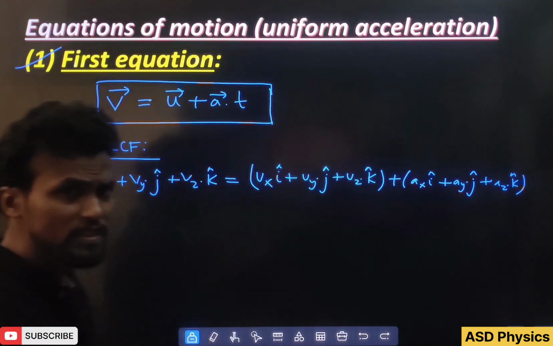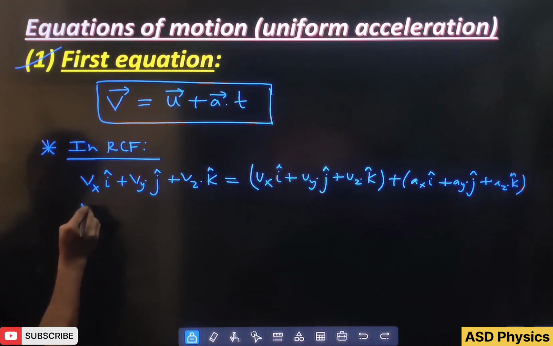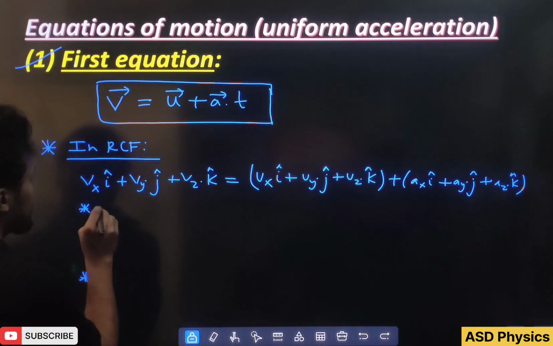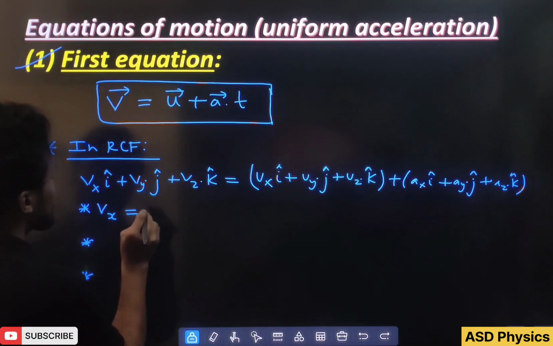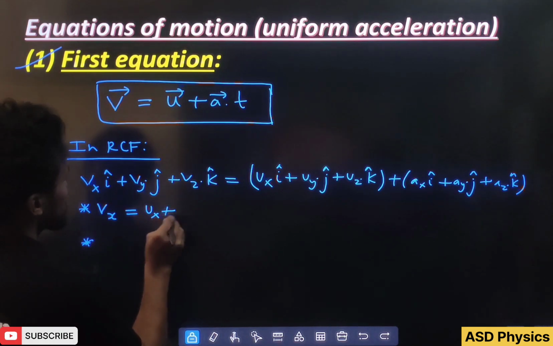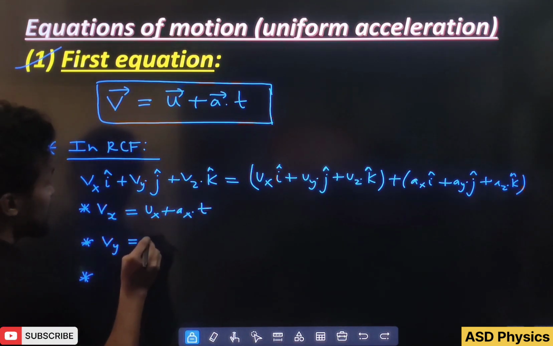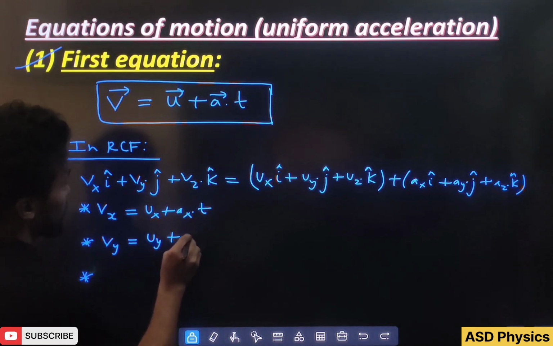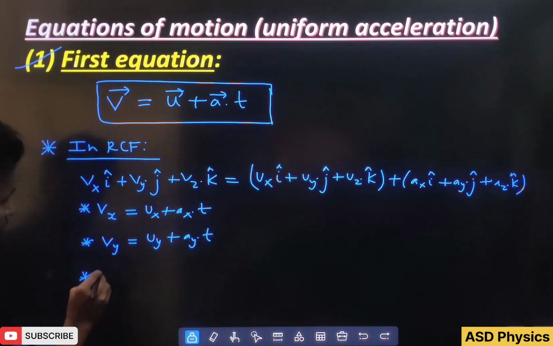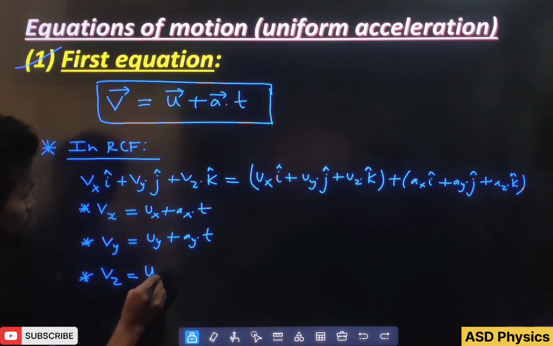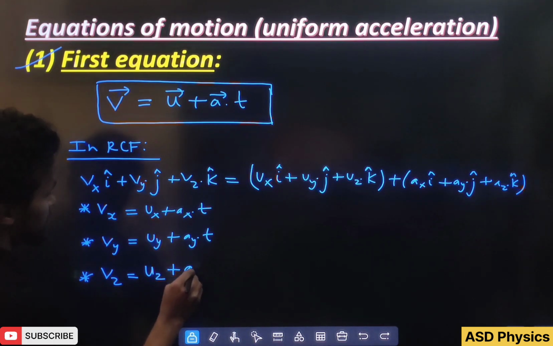Okay, students. So when I compare the coefficients of i cap, j cap and k cap, we will get three independent equations. If we compare the coefficient of i cap, Vx equal to Ux plus Ax into t. Similarly, Vy is equal to Uy plus Ay into t. Similarly, Vz is equal to Uz plus Az into t.